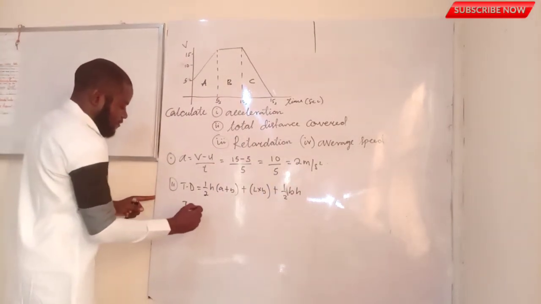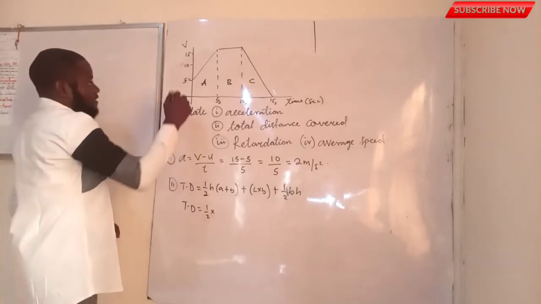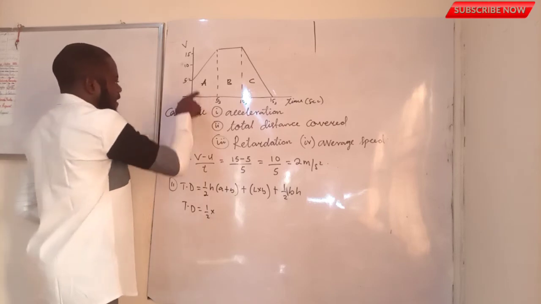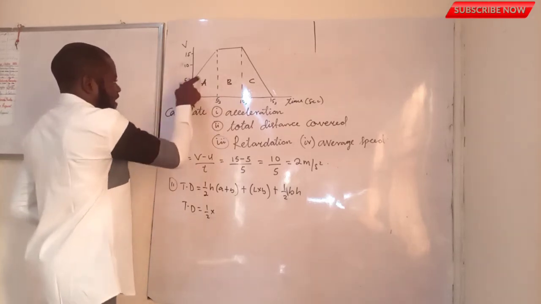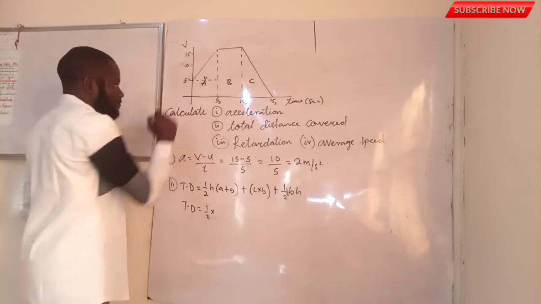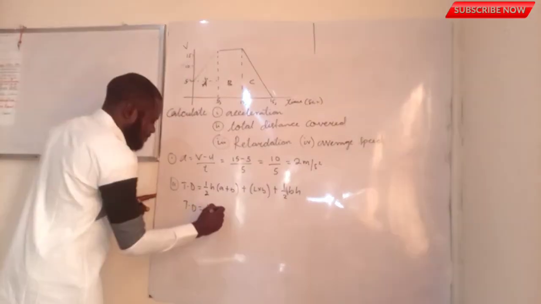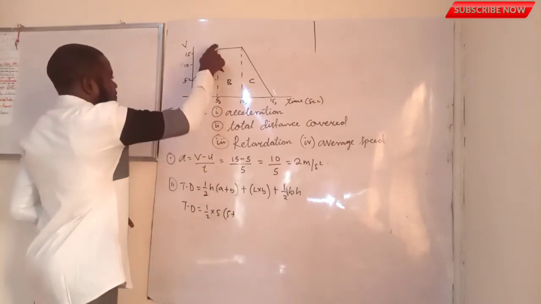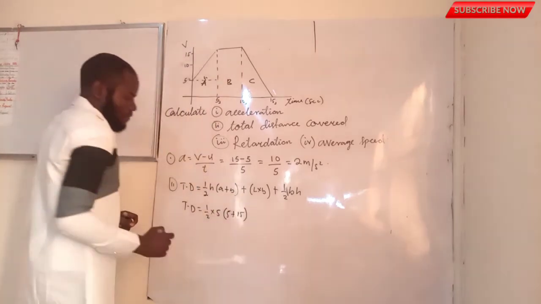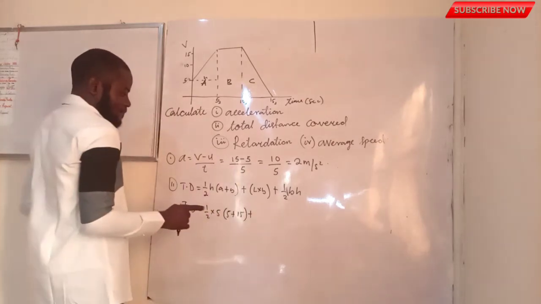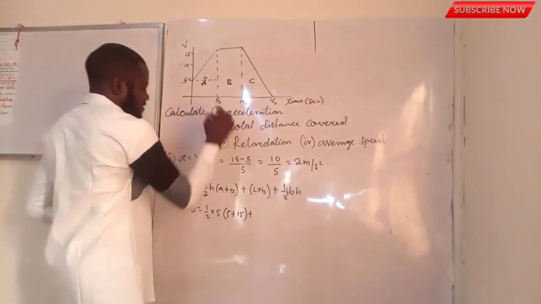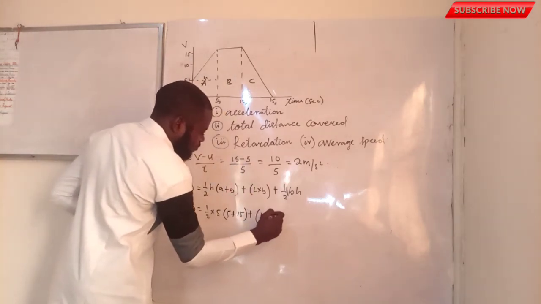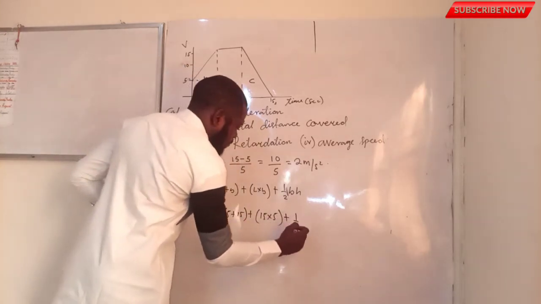So the total distance covered is going to be 1 over 2 times the height of this. The height of this is going to be from here to this place. That's 5. Remember, this is the height. Are we there now? So that's 5 into, from here to this place is 5, plus from here to this place is 15. Are we there now? Then plus the length and the breadth of this. The length of this is 15 and the breadth is 5, plus 1 over 2.